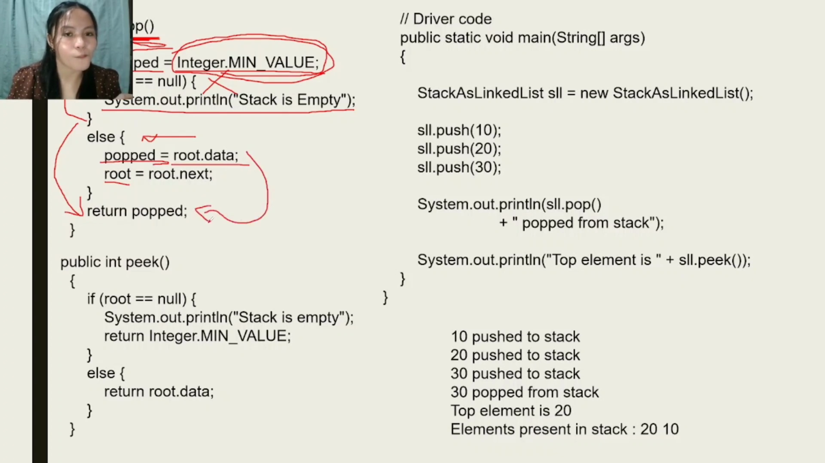So the data that we deleted, which is the top or the root, because when we delete, it's from the top, right? It will be returned to our function pop. The value that we deleted is the top or the root.